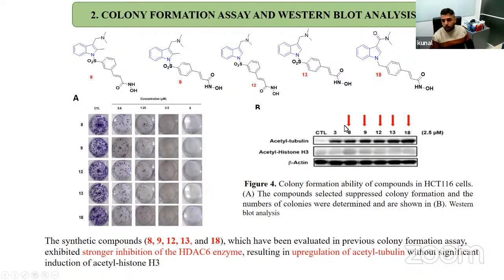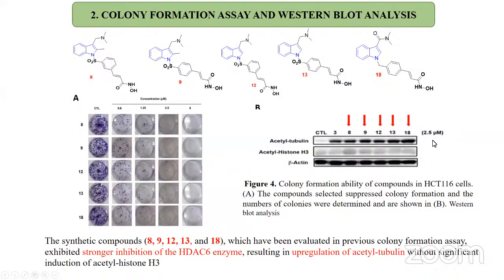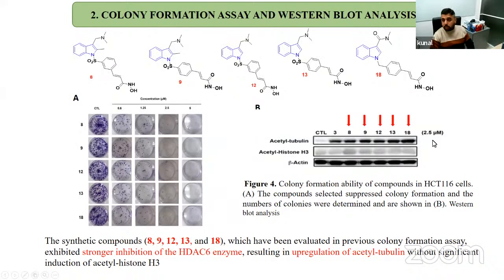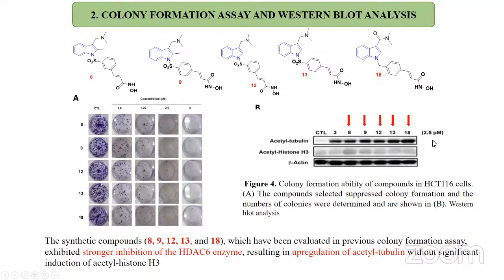So this was the first indication that yes, these compounds are exerting cellular effects, and those effects are mediated through HDAC inhibition. You just see compound number 8, 9, 12, 13, 18, they were designed by us. They are new compounds, and all of them could cause the upregulation of acetyltubulin. Now, this is a signatory biomarker feature of HDAC6 inhibitors. So this gave us an idea that yes, we have been able to activate the compound towards cellular effects, and those effects are still being mediated through HDAC6 inhibition. So we were very, very motivated by these results.